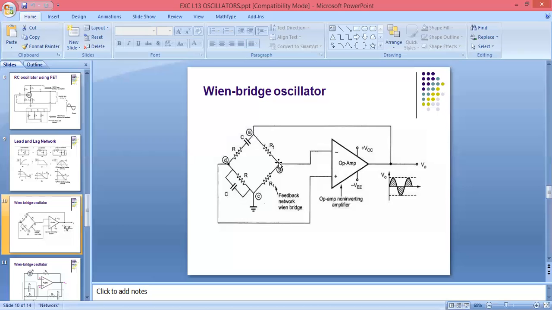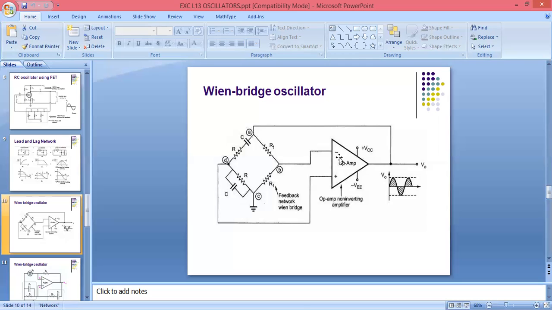This circuit is called a Wien bridge circuit, and we use the Wien bridge circuit with an amplifier, because we are using the Wien bridge as feedback. You can see here the output is connected to the A terminal, and then its output will be given as feedback to the B terminal. And where we are giving this output, we are again giving it to the negative terminal.